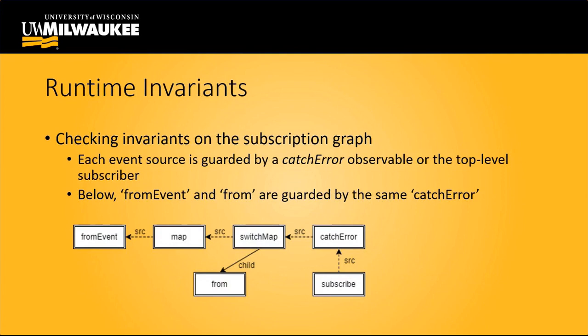Come back to our motivation example. We can detect the problem by checking a runtime invariant, where each event source must be uniquely guarded by a catchError observable or by a top-level subscriber. Checking this can be done recursively by following the subscription graph. In the error version of the example, the catchError observable guards two event sources.